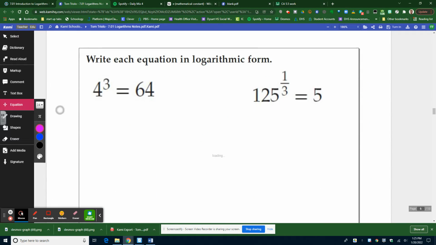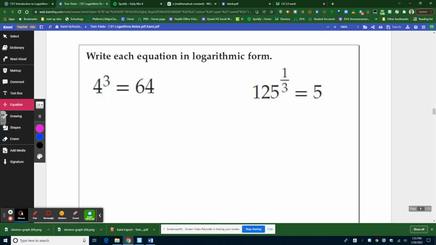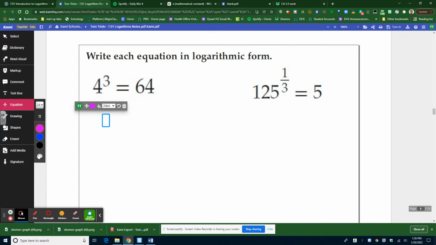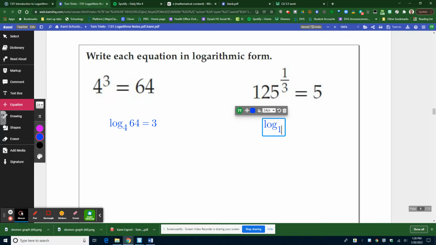You do those ones on your own. Take a moment, see what you can do, check with what I got up here, and I will take questions. Let's go back to blue. I think blue looks better here. Log, base is 4, my exponent is 3, and I'm taking the log of 64. Over here, log, base of 125, my exponent is 1/3, so I'm taking the log of that one. Questions?